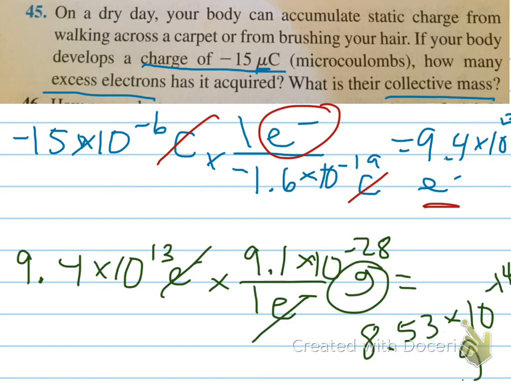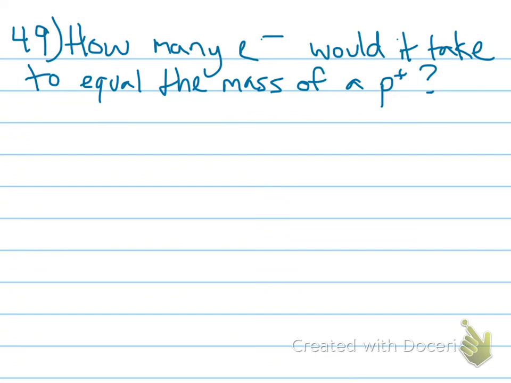grams. Okay, so this answer should be bigger than 1 because it should be a larger number than the mass of one electron because we have more than one electron. But it's still a pretty small number because electrons are tiny.